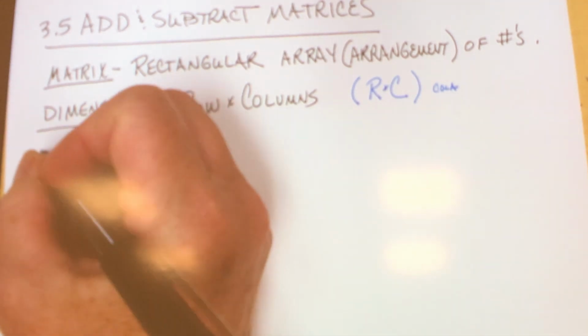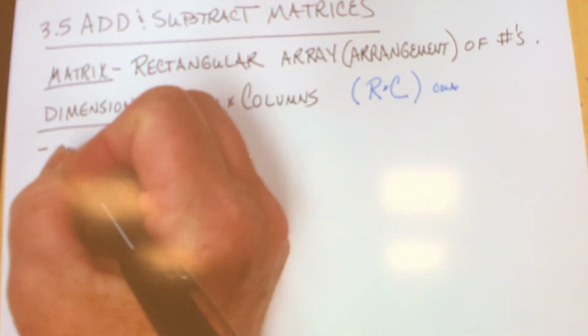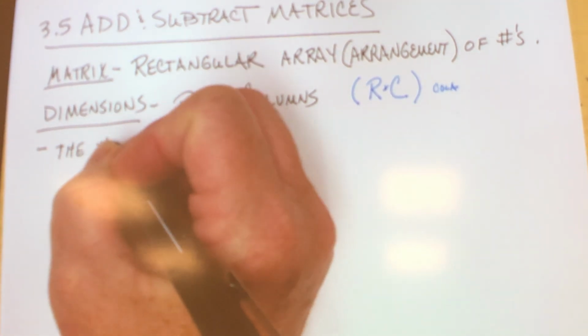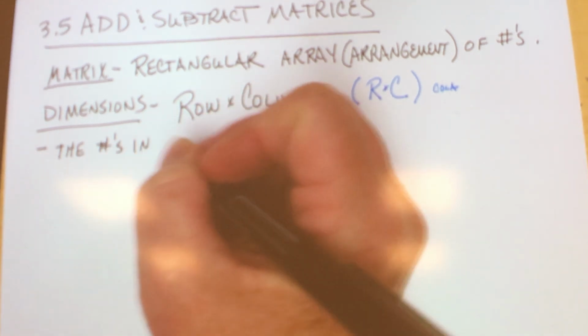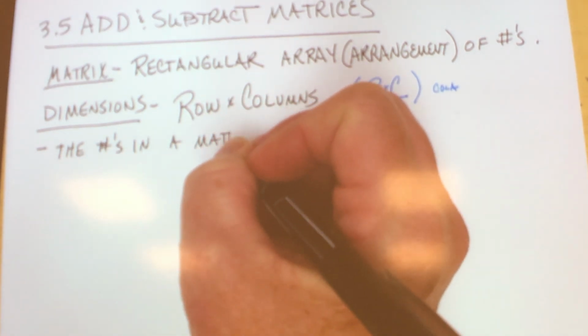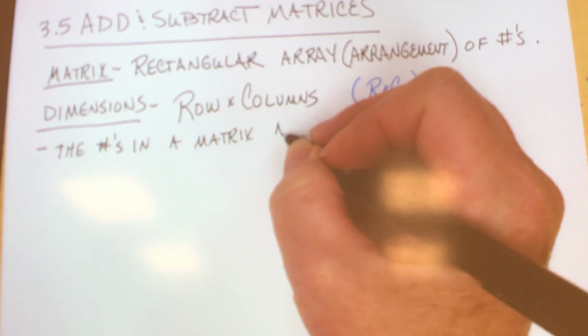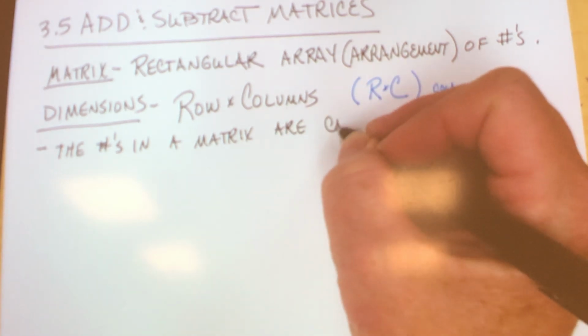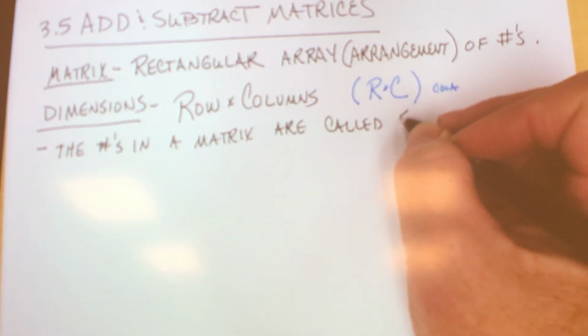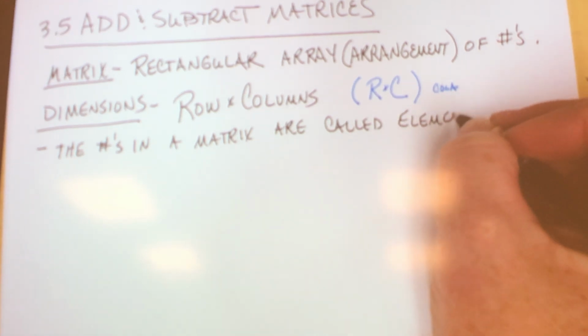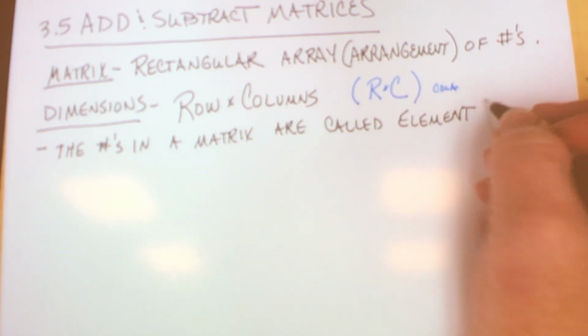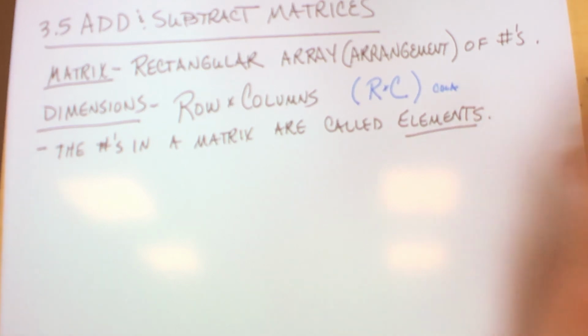One more thing. The numbers in a matrix are called elements. So when I'm talking about a number that's in my matrix, I'm going to call it an element. This is the element on the second row in the third column. This is the element on the first row in the second column.